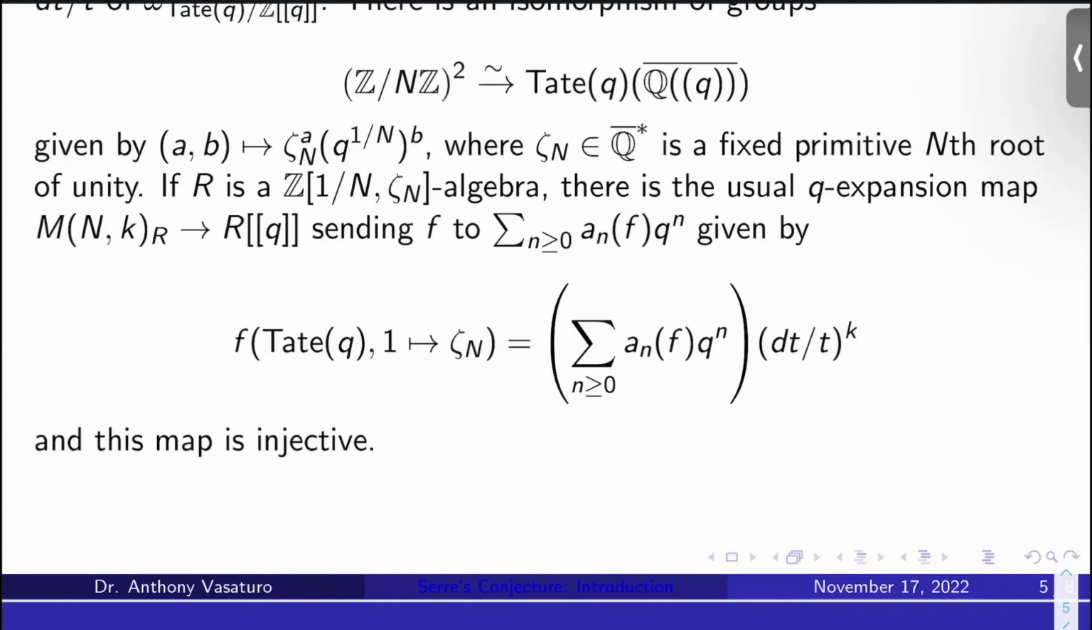And the series is defined in the following way. You can take f and evaluate it at the Tate curve of q and the map that sends 1 to zeta_n, that to be this series times (dt/t)^k. And actually this map is injective, thank God. So two different series here will correspond to two different f's.